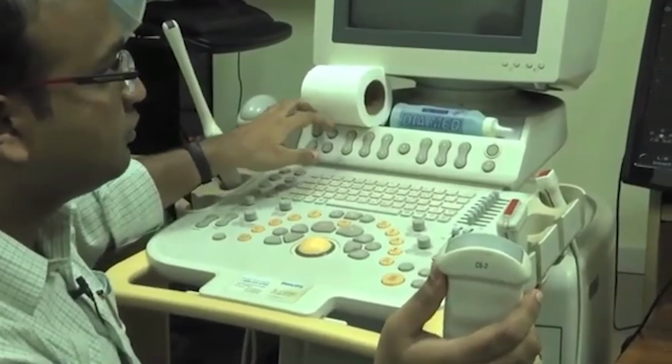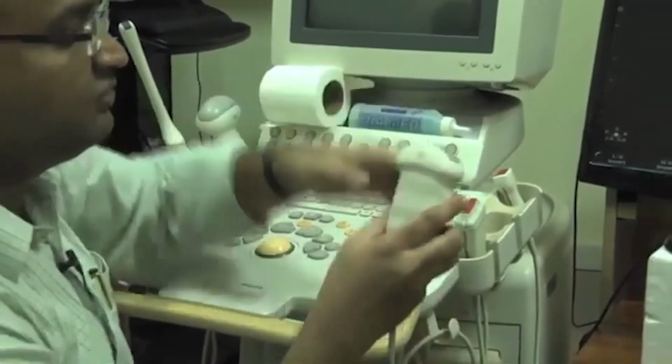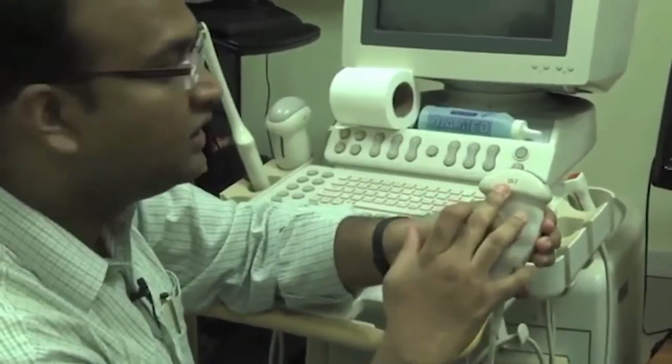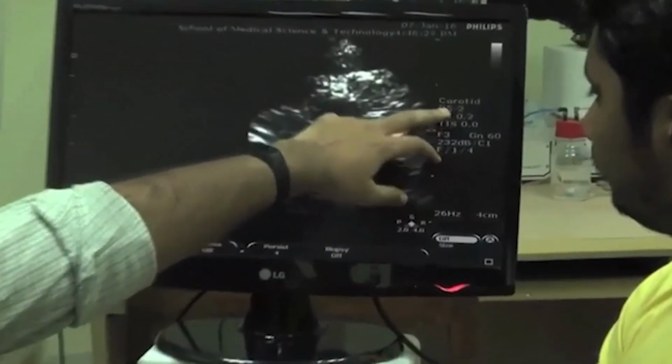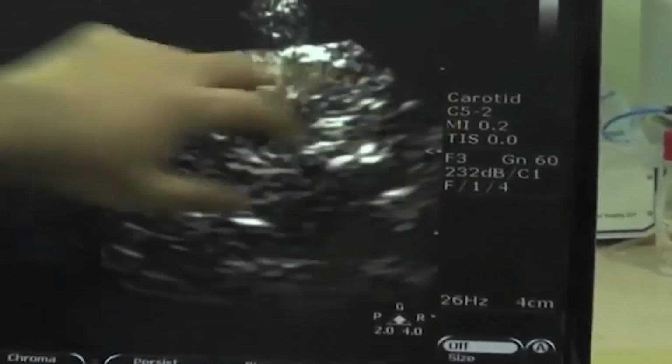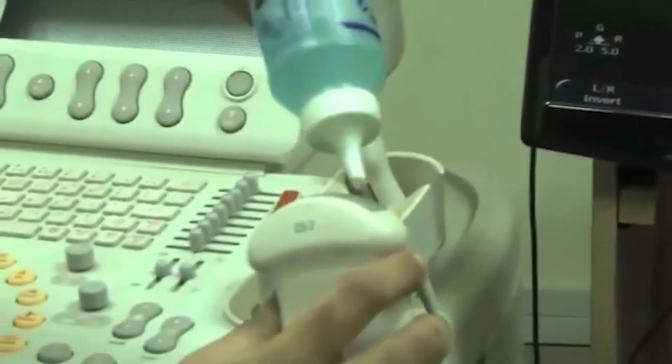So I switch over to the next probe, and if you carefully look at this probe, this is called C52, and let's look over here on the screen. You would also see the same probe. So this means that this particular probe is already selected. So it's my curvilinear probe which is selected now. Now I put down some jelly on my curvilinear probe.